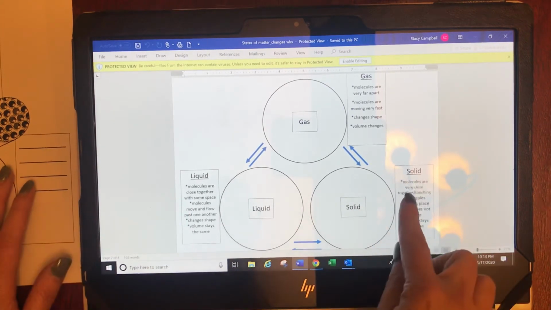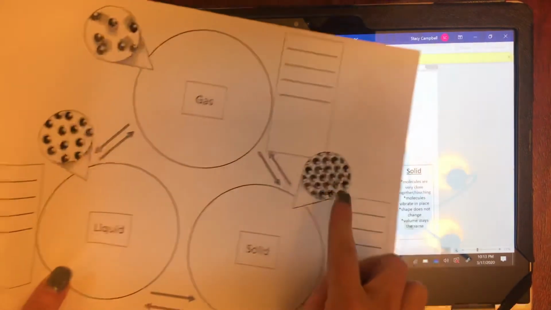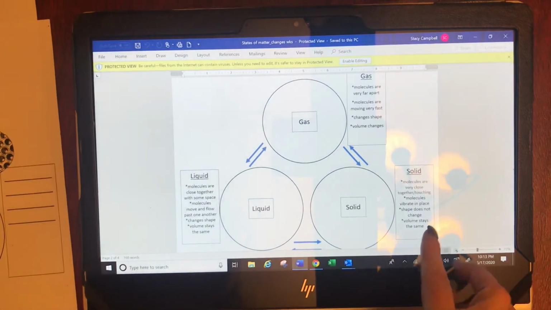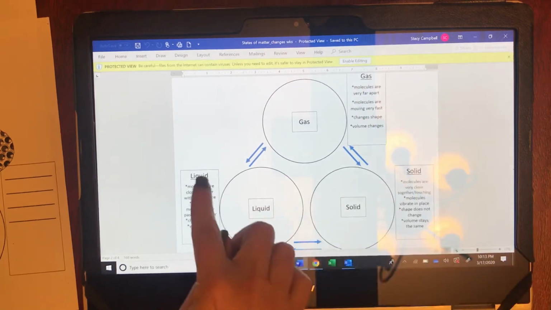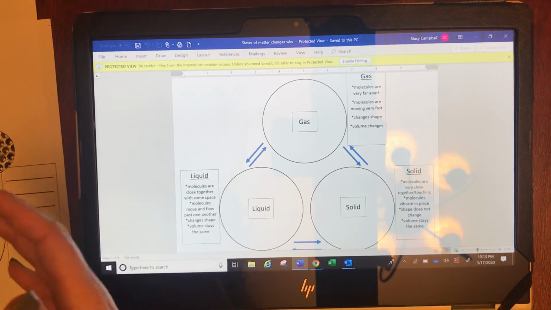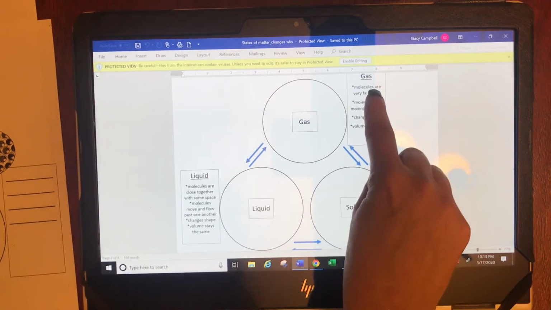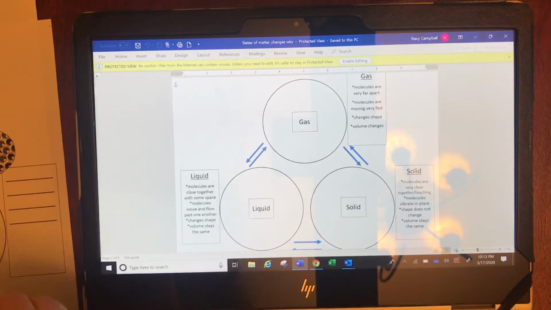Here we understand solids, the molecules are very close together. Again, seeing that right here. And as you read through, these are your properties of gas, solid, and liquid. So properties just is another word for characteristics. So understanding how molecules move in either a gas, liquid, or solid, you're understanding its characteristics or properties.